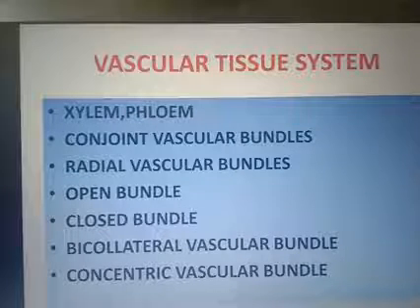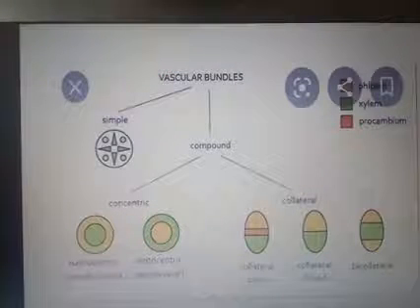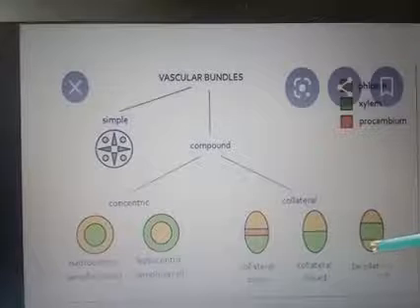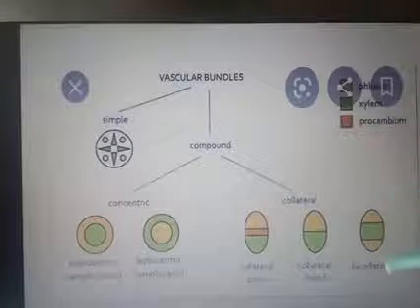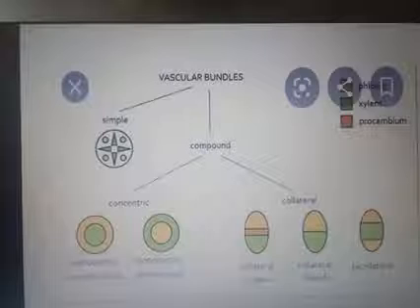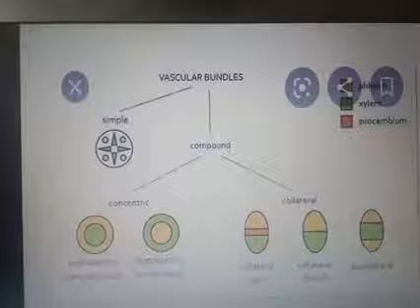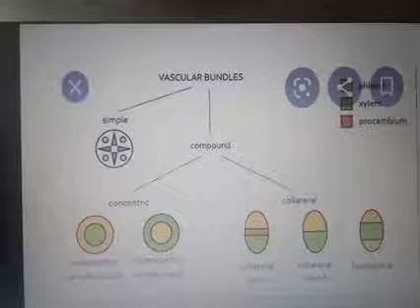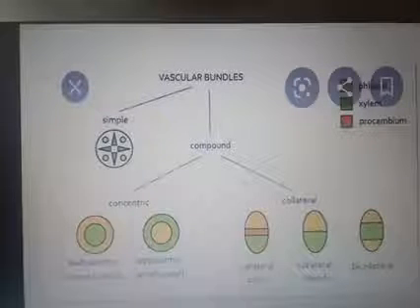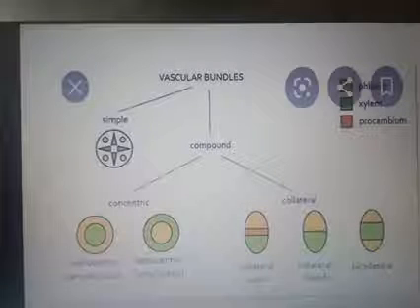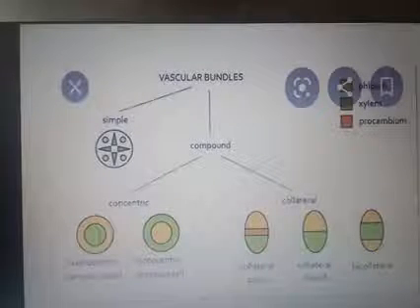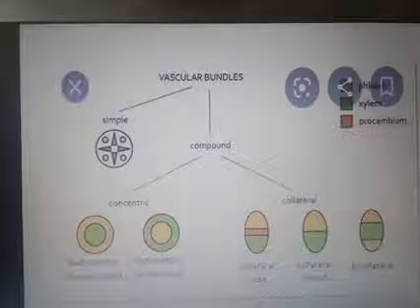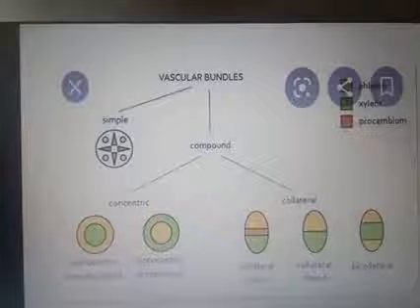Next we are discussing the bicollateral vascular bundle. Here the green portion is xylem, and on both sides of the xylem there is phloem, with two phloem groups on the outer and inner side of the xylem. That is known as a bicollateral bundle. Bicollateral bundles are a feature of the Cucurbita stem.